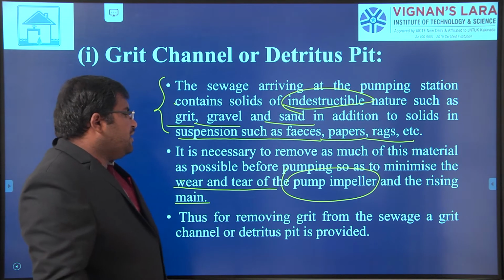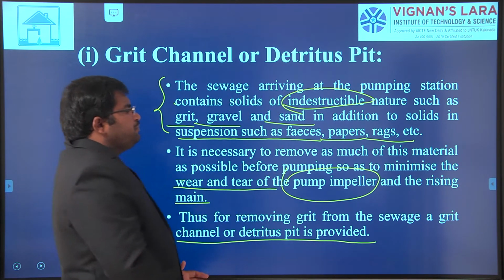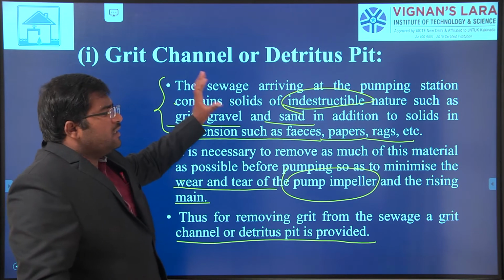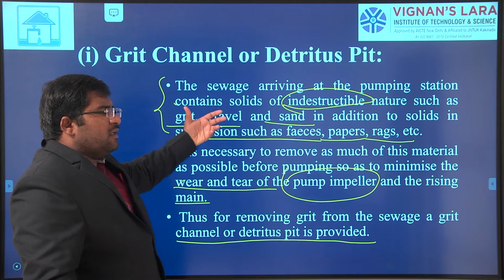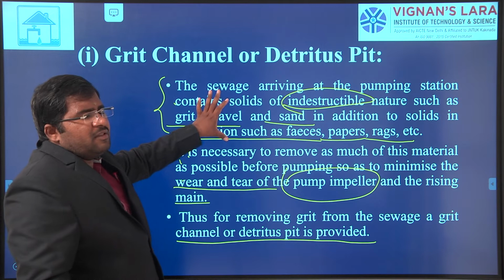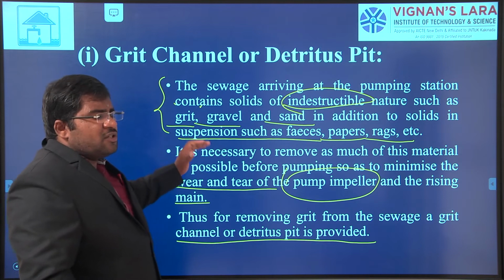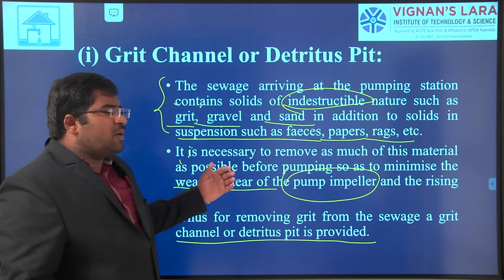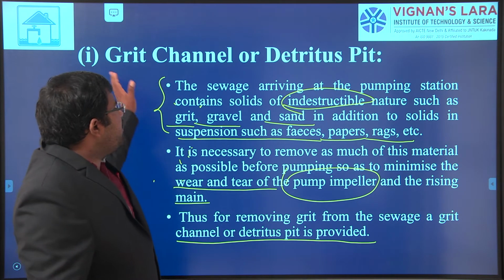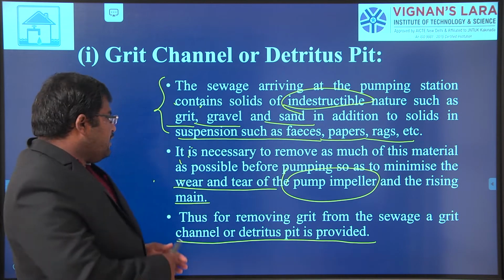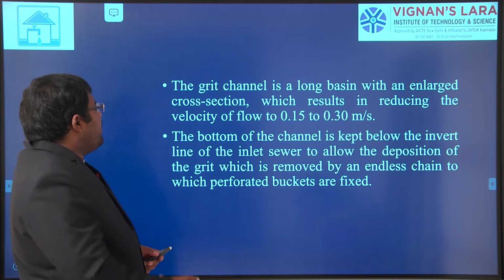Thus, for removing grit from the sewage, a grit channel or detritus pit is provided. The first point I told was that there is indestructible matter, like grit and sand, that comes along with paper and everything, and we have to remove it. Second, we have to remove these particles, otherwise they will damage the impeller of the pump as well as the pipes. Third, to remove them we provide the grit channel or detritus pit.